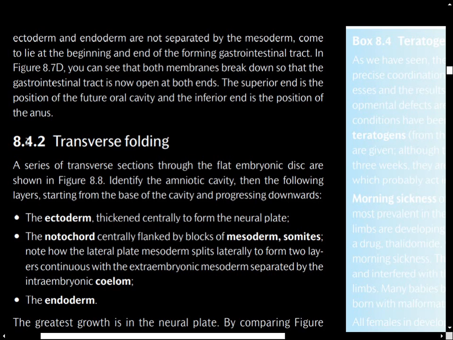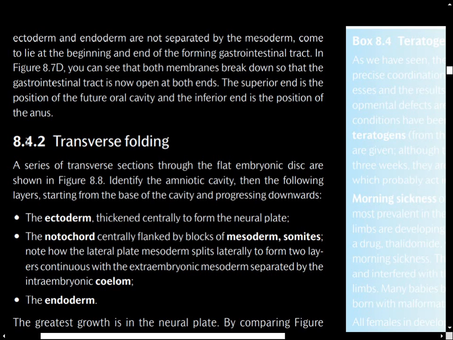Transverse folding. A series of transverse sections through the flat embryonic disc are shown. Identify the amniotic cavity, then the following layers, starting from the base of the cavity and progressing downward.